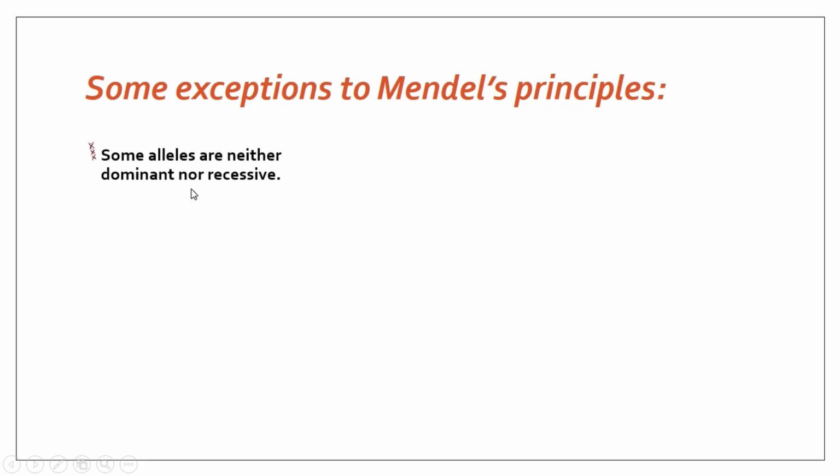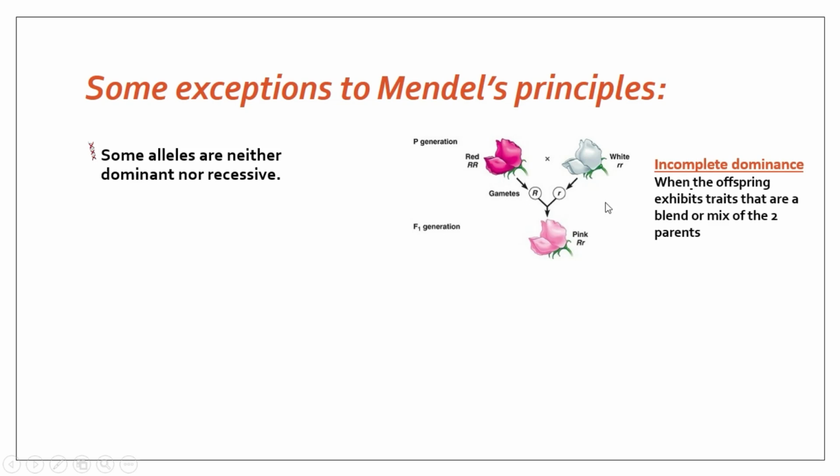But nowadays, scientists discovered that there are some exceptions. For example, some alleles are neither dominant nor recessive. Look at this picture. If we cross a red flower with a white flower, the offspring would be a pink flower. In this situation, we cannot identify the dominant and recessive alleles. So, in this condition, we are facing an incomplete dominance.